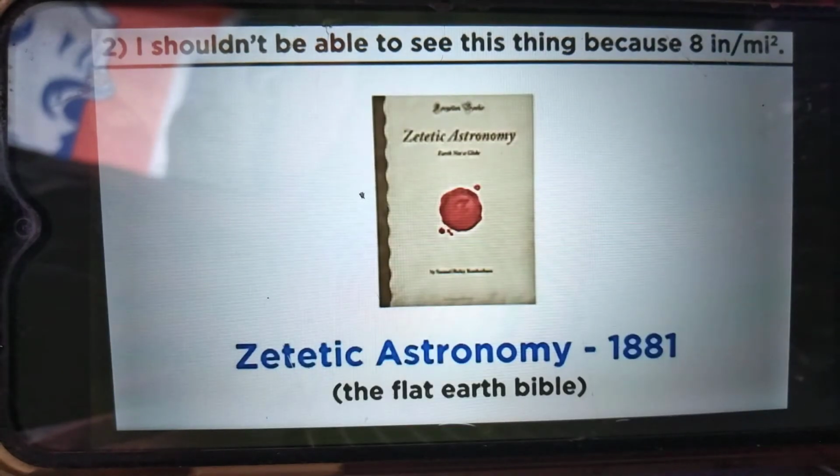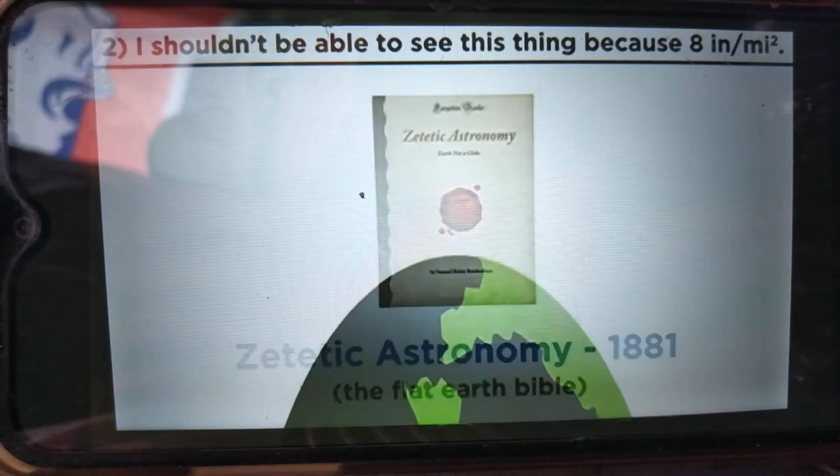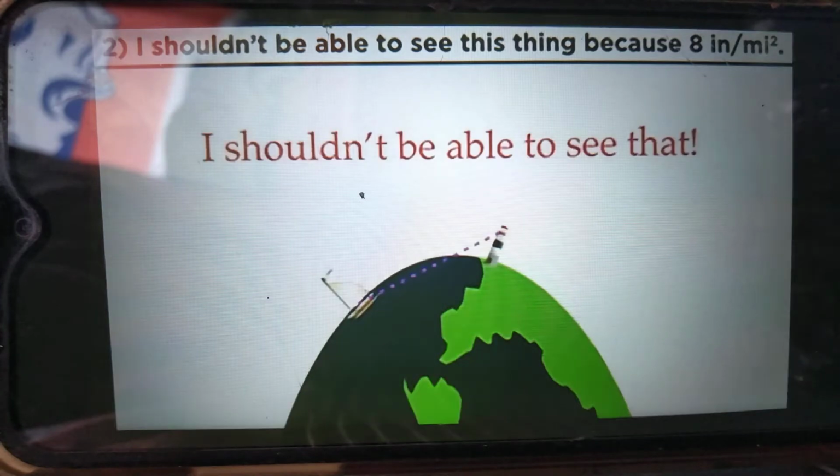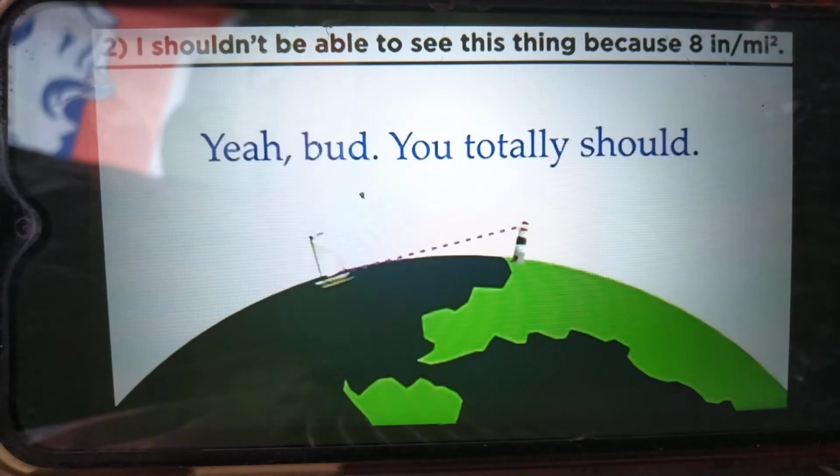It comes from the Flat Earth Bible, Zetetic astronomy, and flat earth priests use it because they know it's not accurate. It gives them incorrect values that they can use to claim that they shouldn't be able to see something when in fact they totally should.